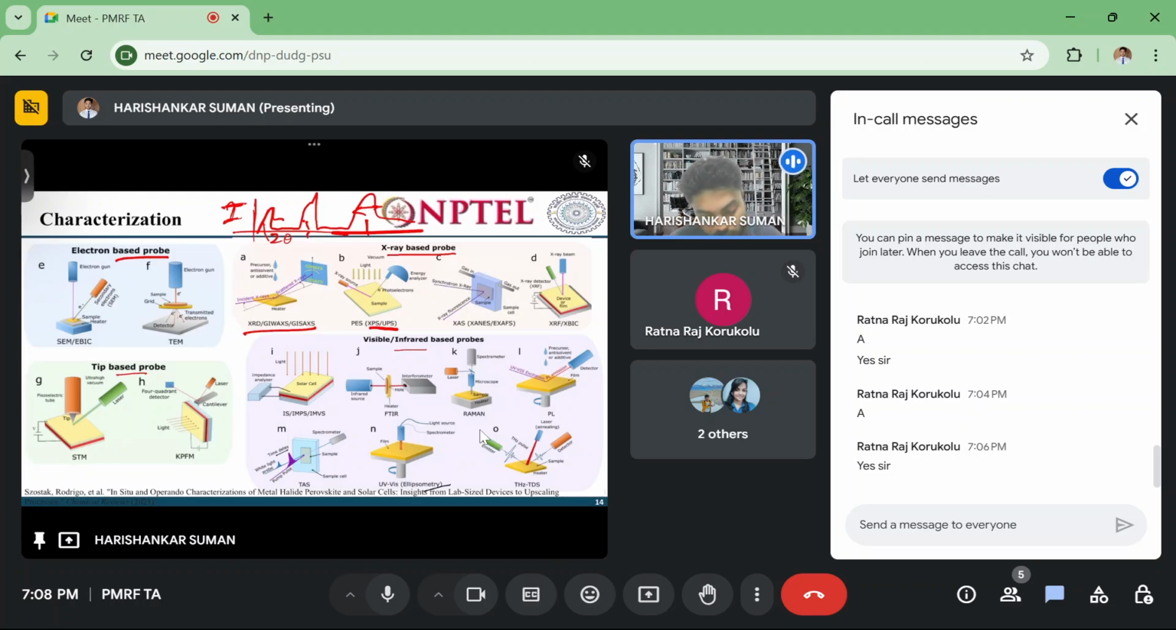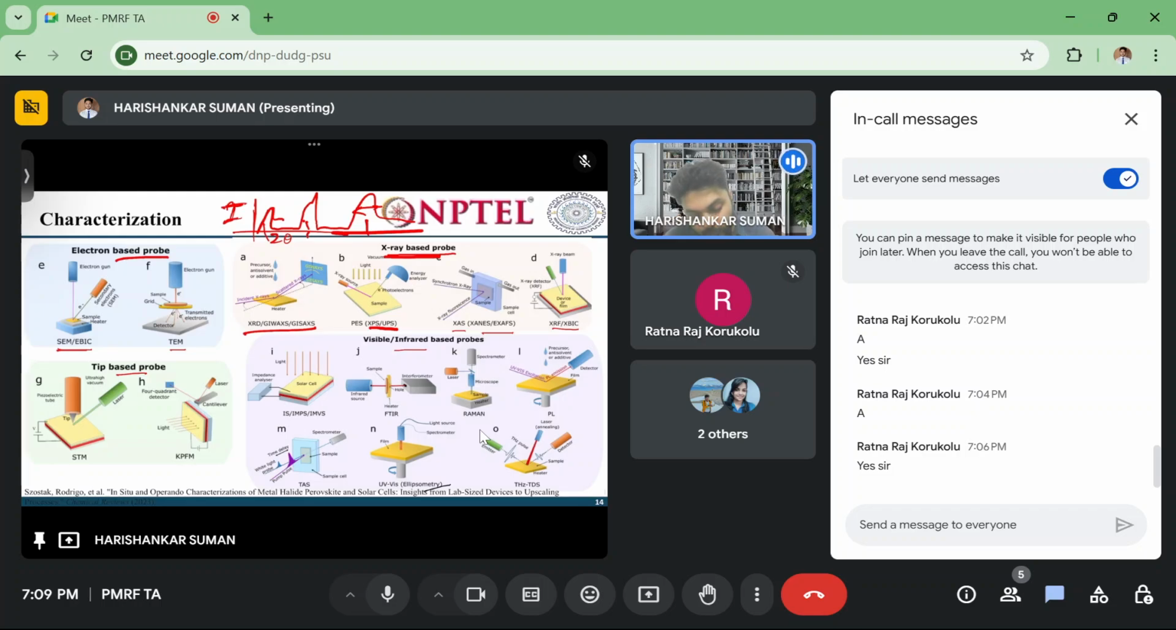UPS gives the information of the valence band. XPS gives the binding energy information, how tightly bonded the bonds are. XRF and XAS, these are X-ray based sources; we use an X-ray source and detect the signal, and we get the information from the signal.